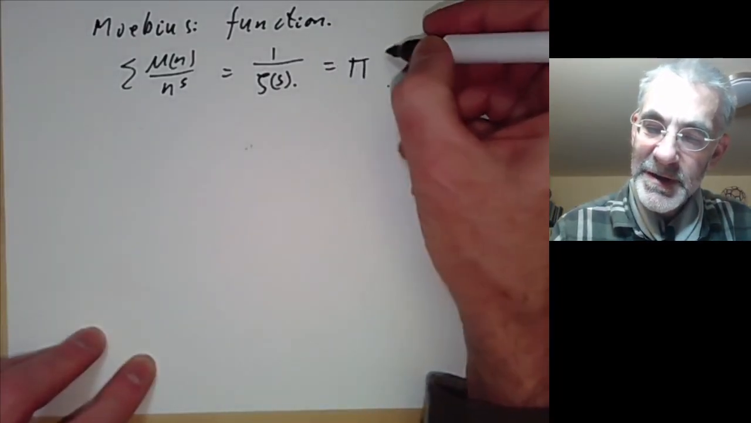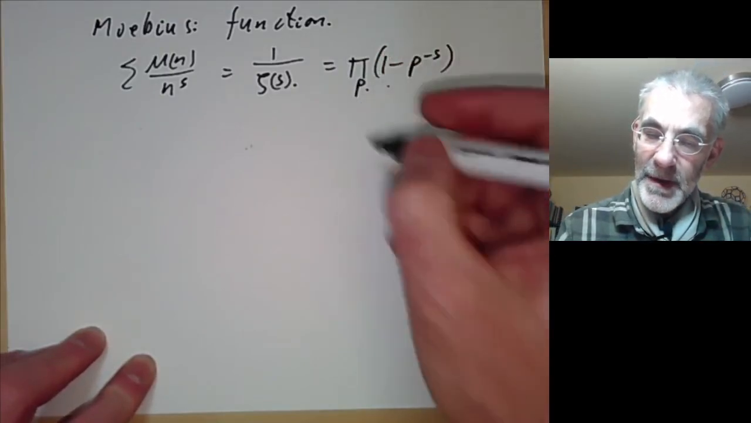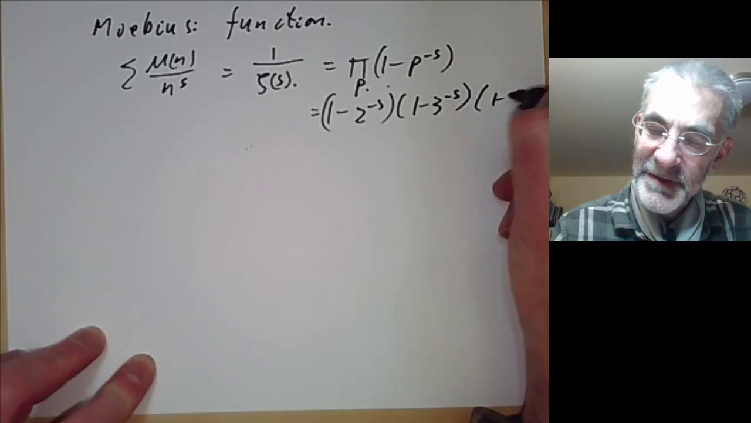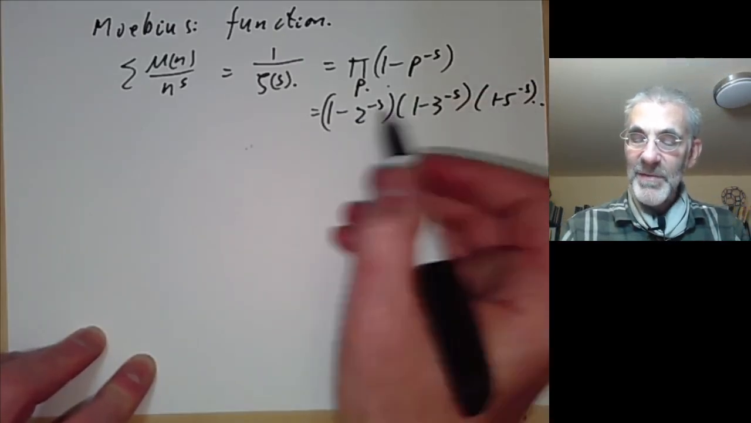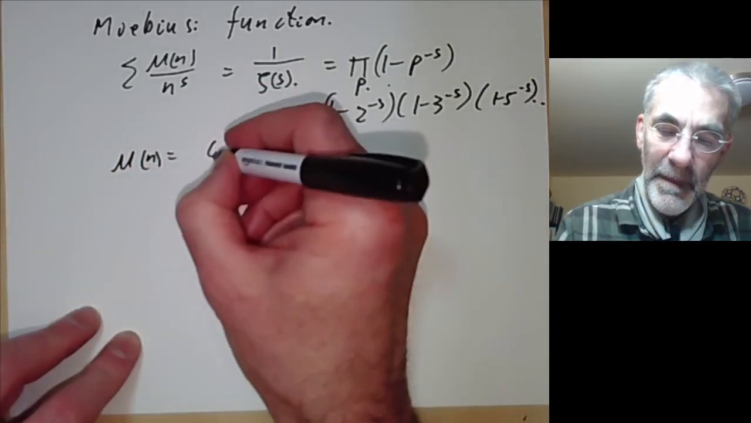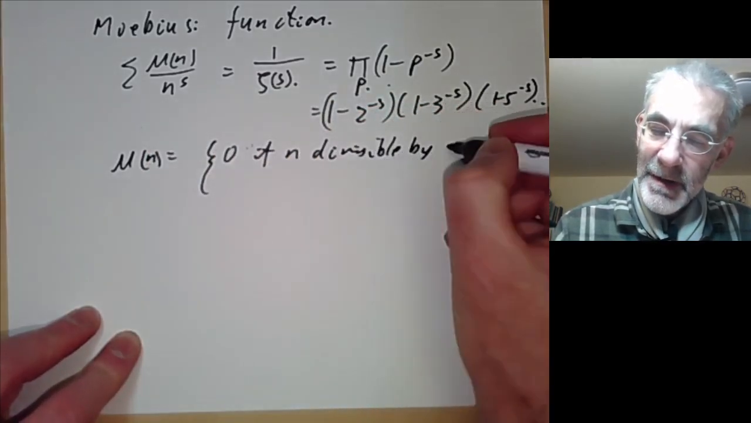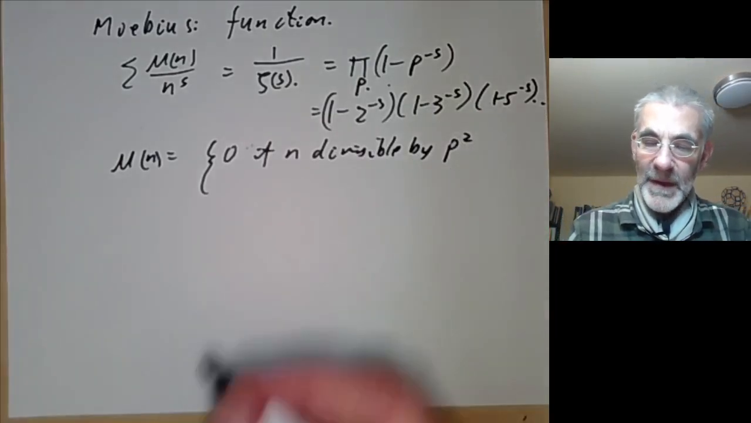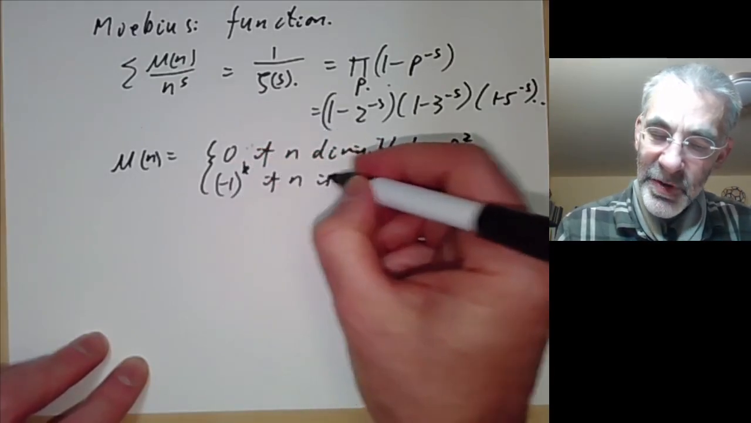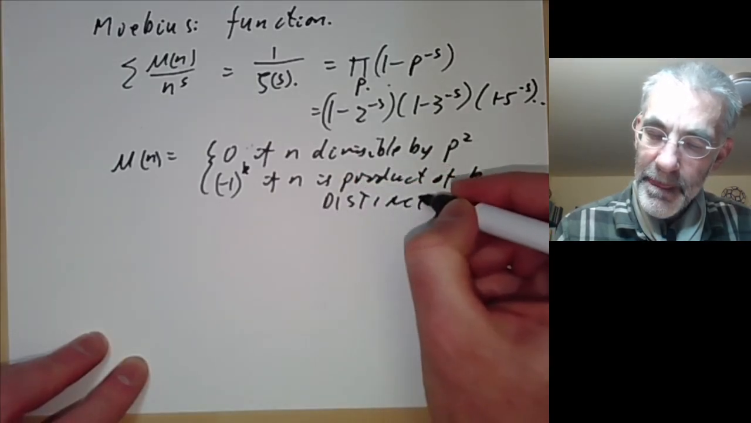Well, this is equal to the product of 1 minus p to the minus s. So that's 1 minus 2 to the minus s times 1 minus 3 to the minus s, 1 minus 5 to the minus s, and so on. And if you multiply this out, you can sort of see immediately what mu of n is. So mu of n is equal to 0 if n is divisible by a square of some prime. And it's minus 1 to the k if n is a product of k distinct primes.